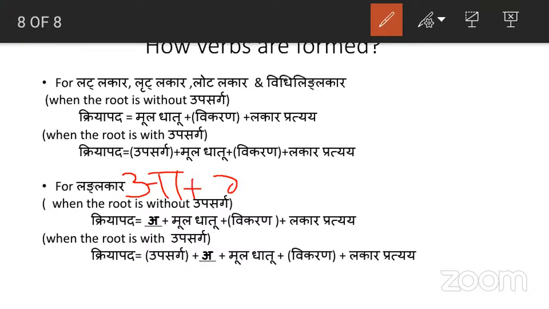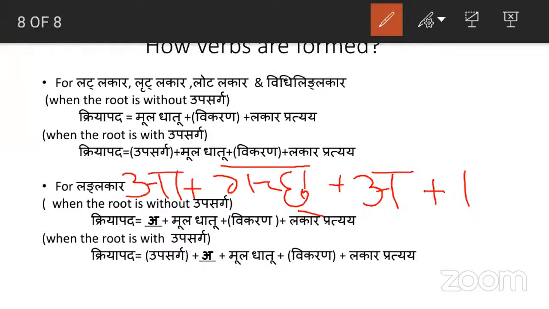See, basic root is gama, but it declines with gachha form. That's why I have written gachha. Plus vikaran is, as gama gachha is of class 1 pratham gani dhatu, that's why the vikaran again here is a. And lakar pratyay I am again taking t. So the form becomes a plus gachha plus a plus t, means a plus gachha, a gachha.